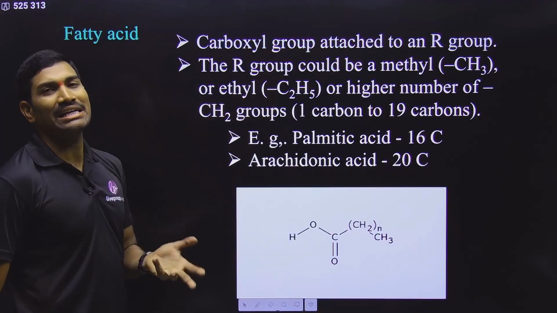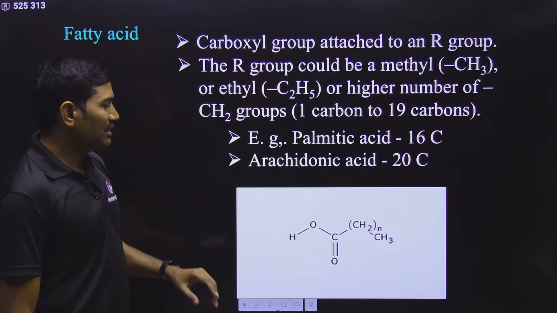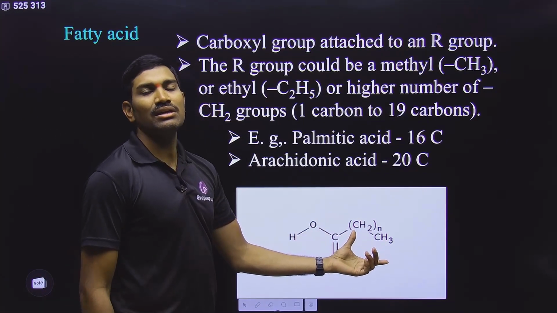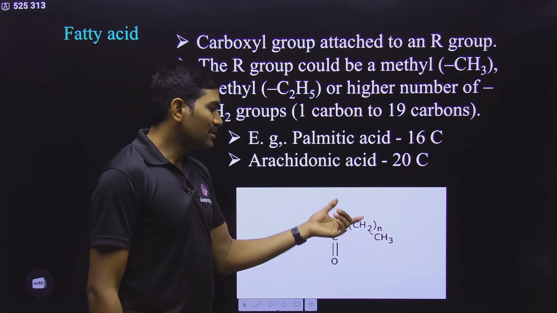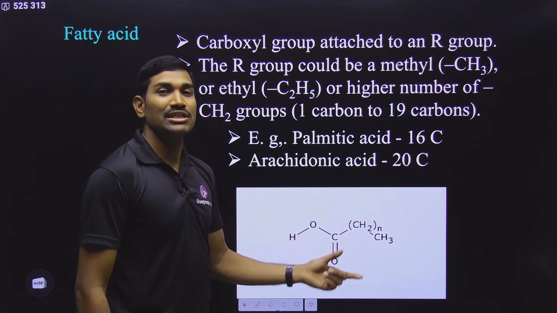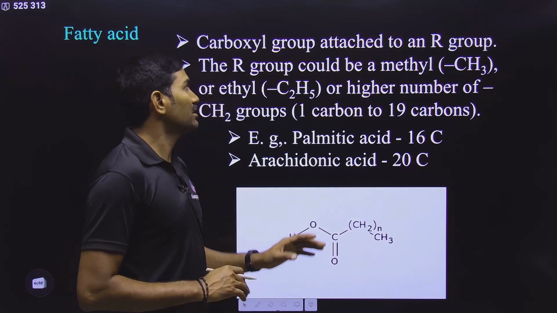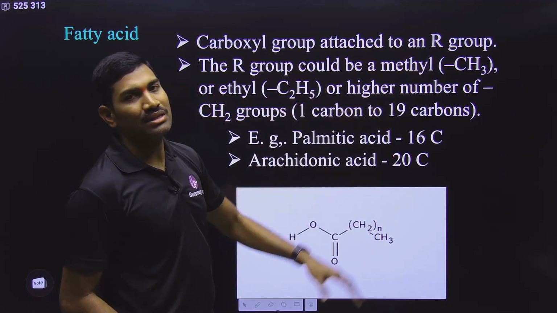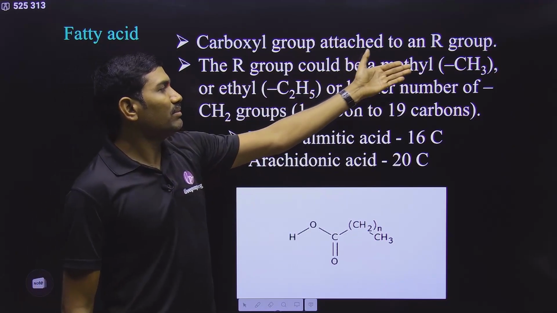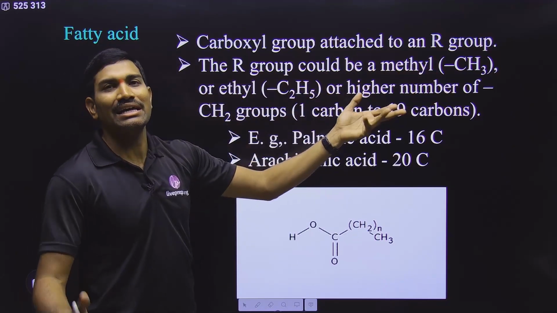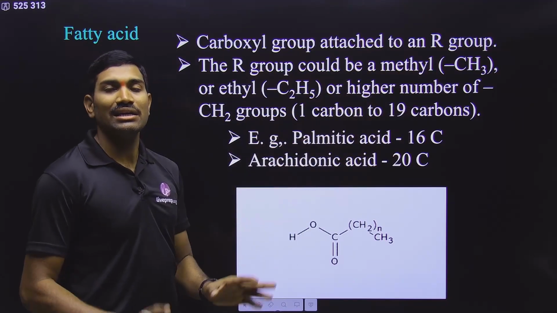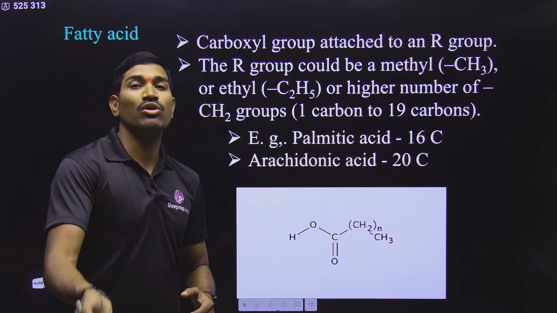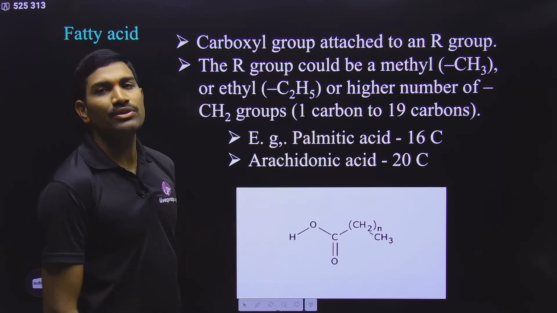First we will talk about the fatty acid. So what are these fatty acids? Fatty acids have one COOH, carboxylic acid group, and then there is one hydrocarbon chain, which may be saturated, and in some cases unsaturated also. The carboxylic acid group is attached to an R group. That R group can be anything, a simple methyl group, ethyl group, or even a higher number, in the range of 1 to 19 carbons. It can be more also, but at your level you are focusing up to this only.